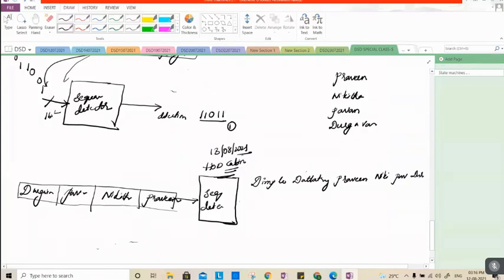Right, see how this system should function. If a state machine sequence detector has to work, only one person will be entering at a time.